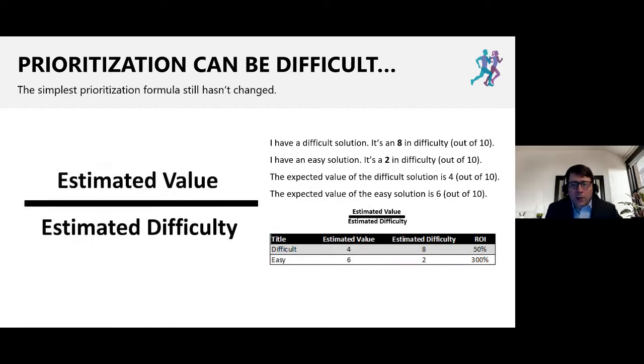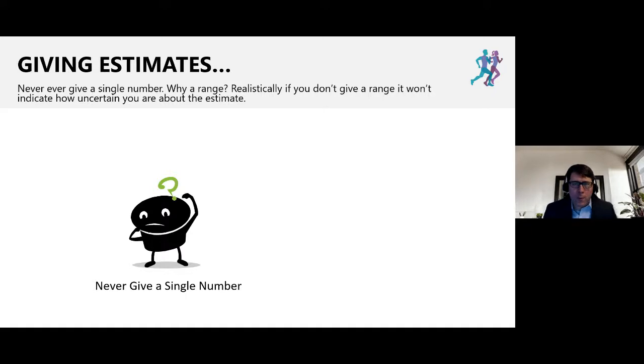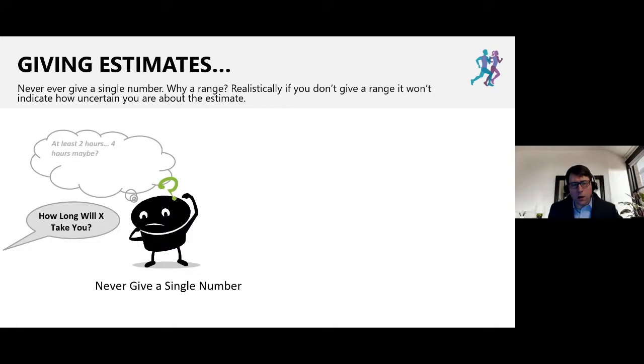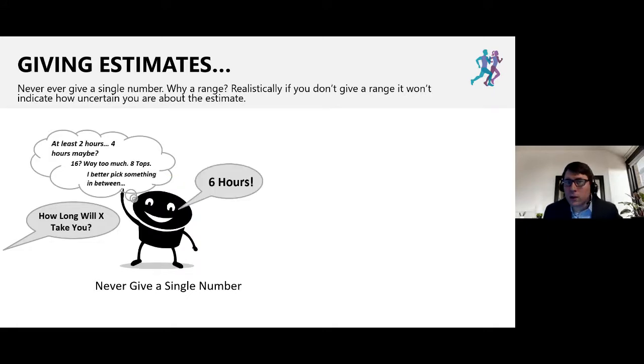And so if that's the model that we need to use, what I'm going to caution you on is using a single value. So here's what happens. You're working on an internet project or something else, and you reach out to a colleague and you say, how long is X going to take you? How long is it going to take you to build that Microsoft search experience that we were working on? Oh yeah, let me think through this. So they think about it, and then they tell you a number. They say 6 hours.